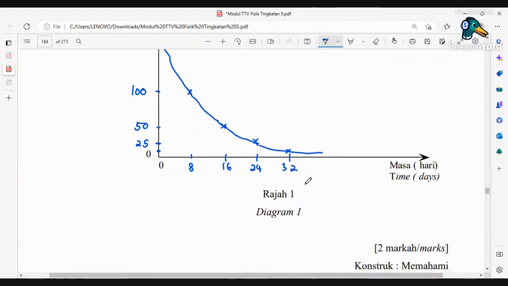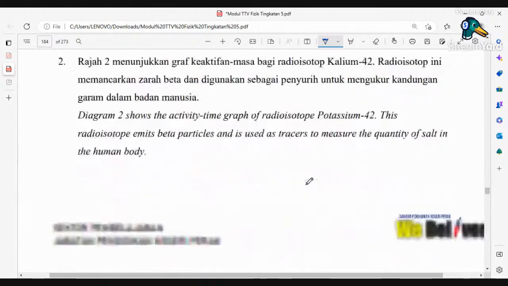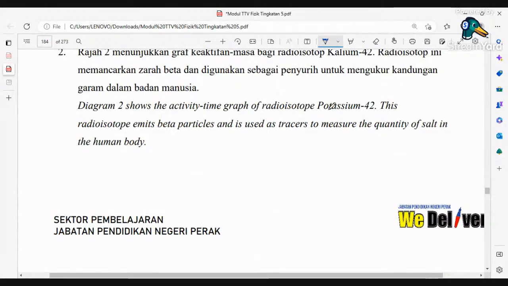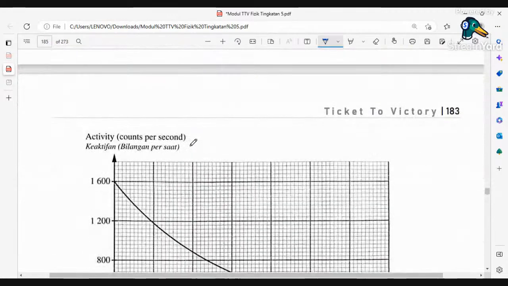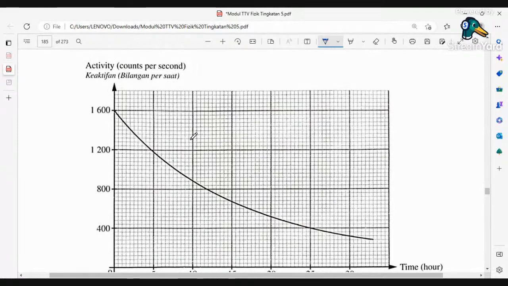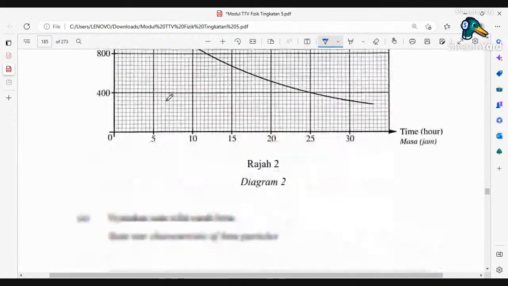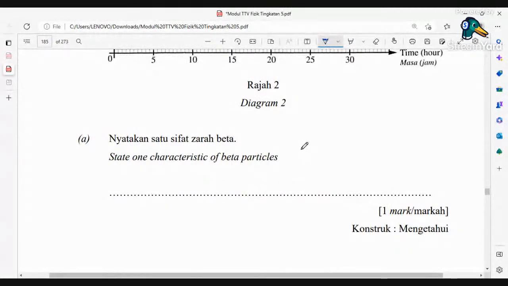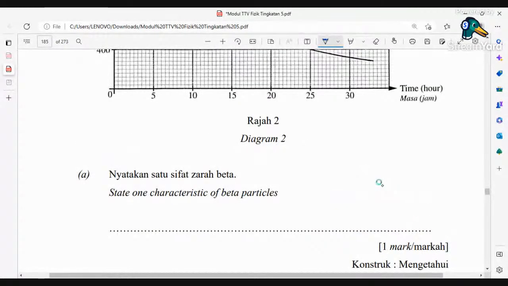Okay, question number 2. Diagram 2 shows activity-time graph of radioisotope potassium-42. This radioisotope emits beta particle and is used as tracer to measure quantity of salt in human body. Okay, look at the graph, this one we call decay curve. Okay, soalan, state characteristic of beta particle. Beta particle is electron, so one characteristic is negatively charged.